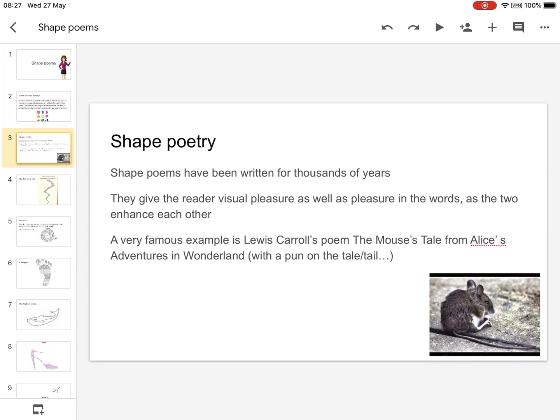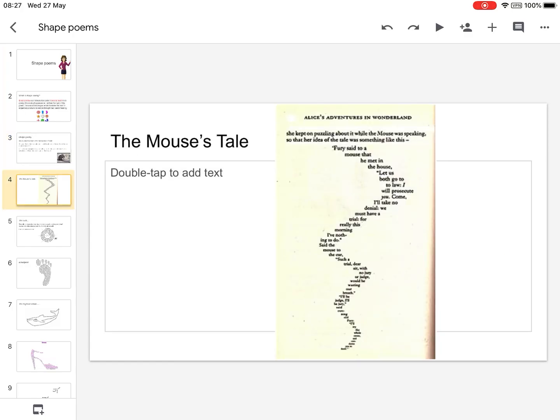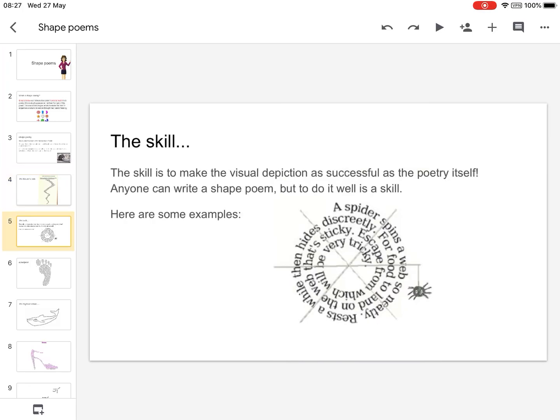Now, a very famous example of a shape poem is Lewis Carroll's poem, The Mouse's Tale, from Alice's Adventures in Wonderland. And of course, being a mouse, it's going to have a pun on the word tail or tale. And this is the Mouse's Tale poem from Alice in Wonderland. So the skill is to make the visual depiction as successful as the poetry itself. Anyone can write a shape poem, but to do it well is a skill.